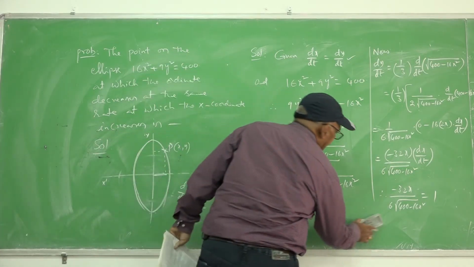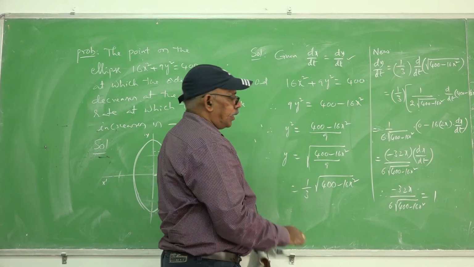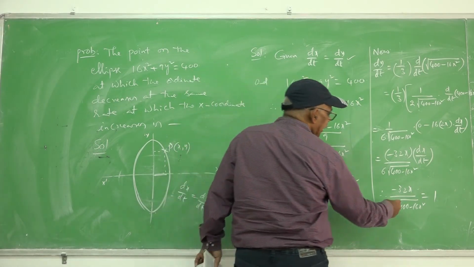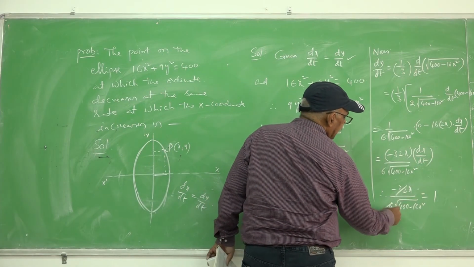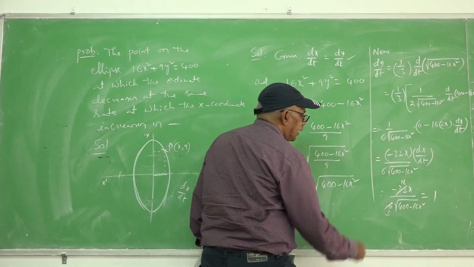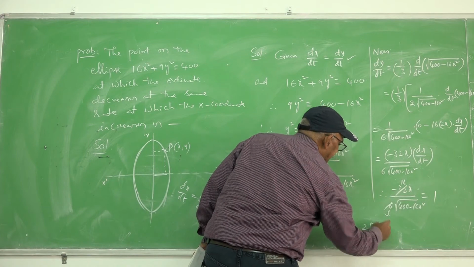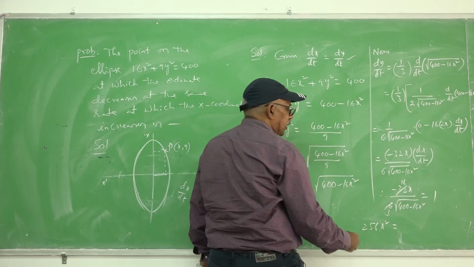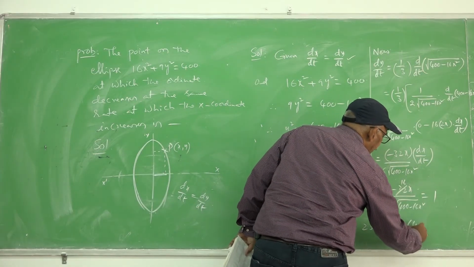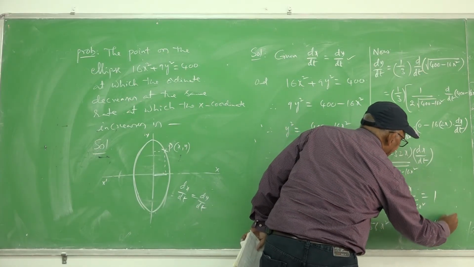So on simplification, taking cross multiplication and simplification, I will reduce the values here, 2 3s and 2 6s. Squaring on both sides, we get 256x square, and taking cross multiplication also, we get 9 into 400 minus 16x square.